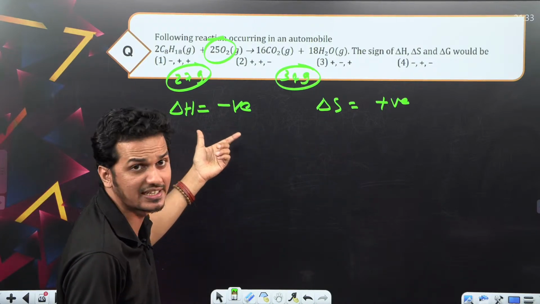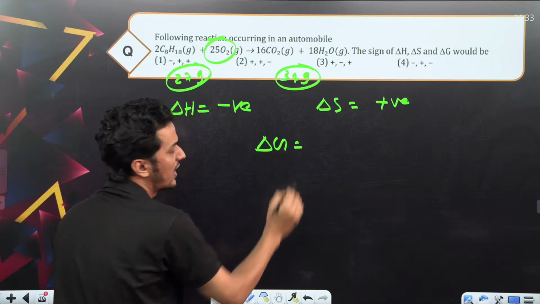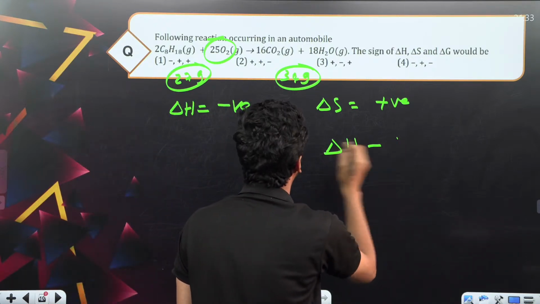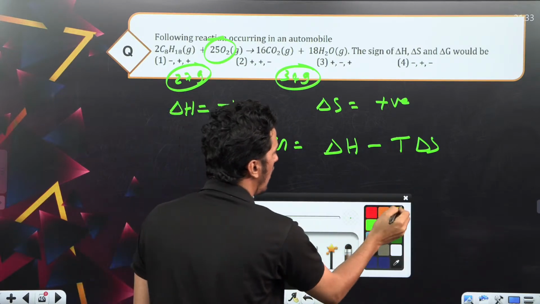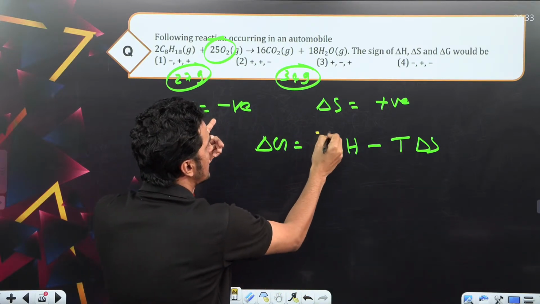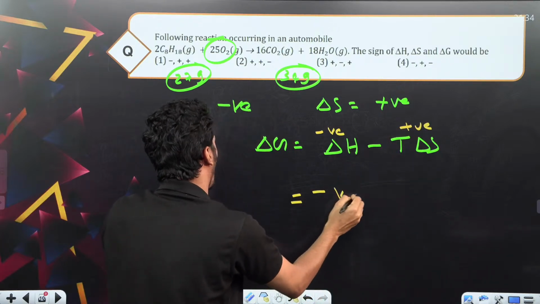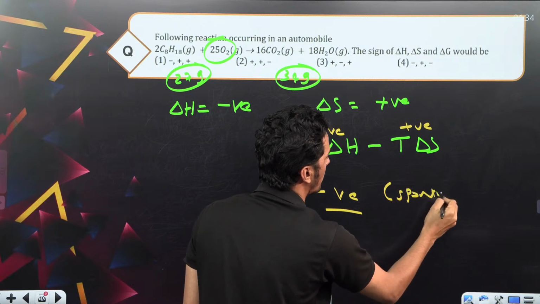So delta H is negative, delta S is positive. Then what about delta G, guys? We know delta G equals delta H minus T delta S. We found that delta H is negative and delta S is positive, so delta G is always negative. It is a spontaneous reaction.